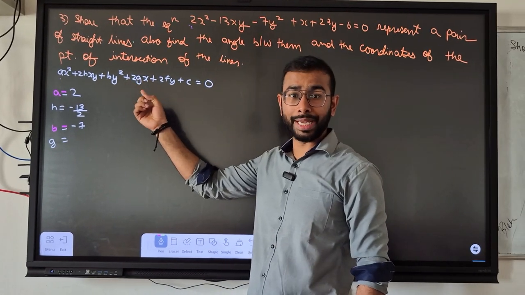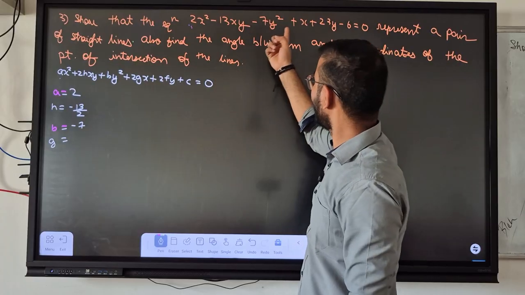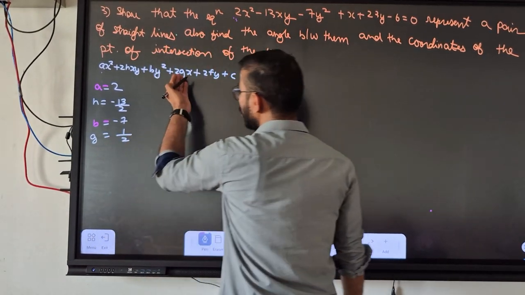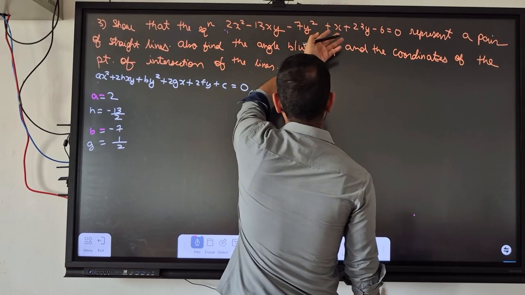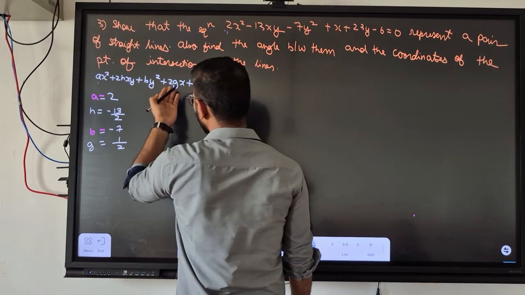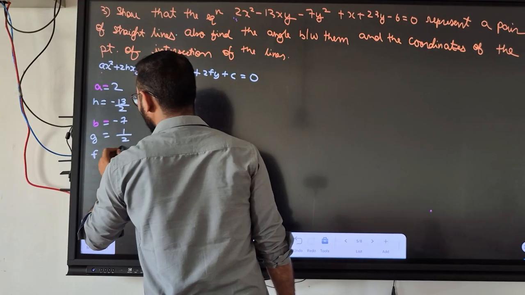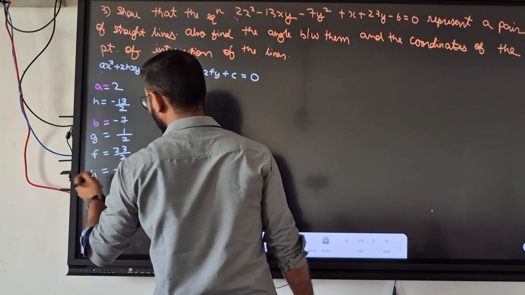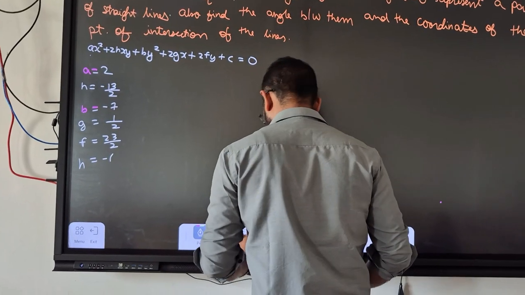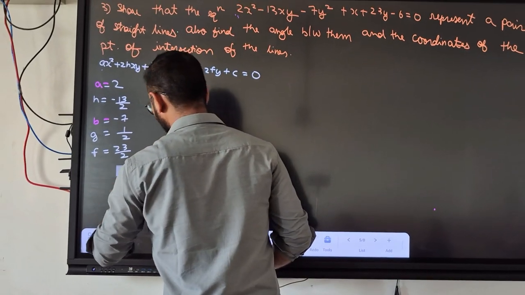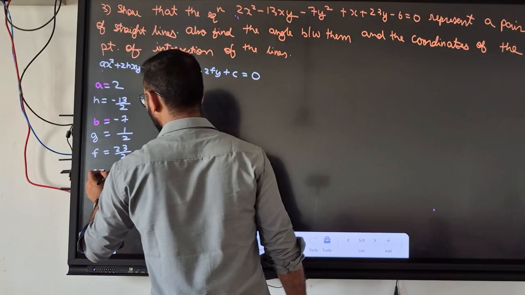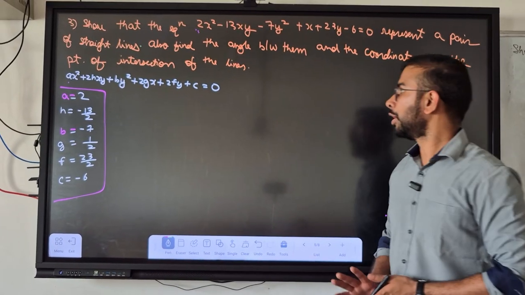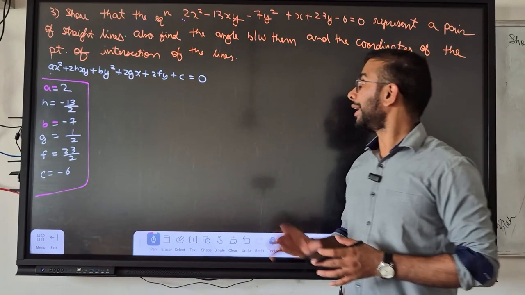g is coefficient of x by 2. So coefficient of x is 1, then by 2, because 2g is equal to 1, g is 1 by 2. Similarly, 23 is equal to 2f, f is 23 by 2. And the h is nothing but, wow, crazy. It's not h, guys, it's c, right? Okay. So c is coming out to be minus 6. So this part is sorted out, right? Not a big deal. Now, how to prove this as a pair of straight lines?